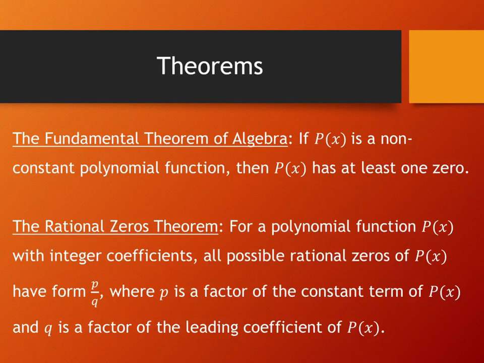So it says for a polynomial function p of x with integer coefficients, you do need integer coefficients, all possible rational zeros have the form p over q, where p is a factor of the constant term, the number at the end, and q is a factor of the leading coefficient, the number at the beginning.